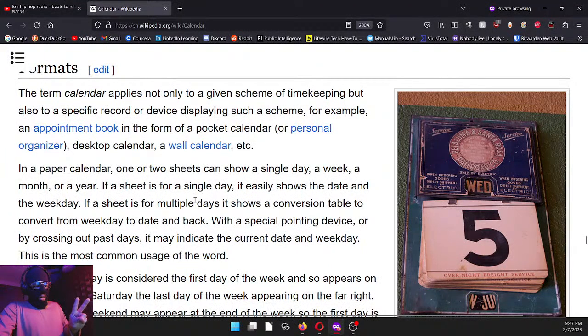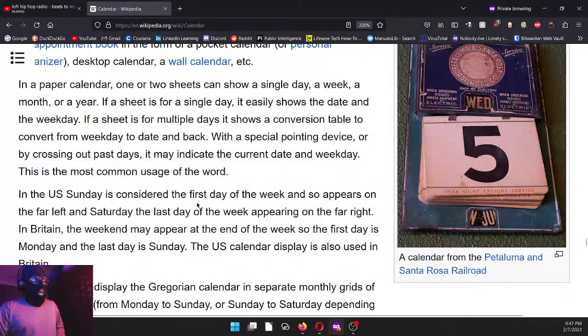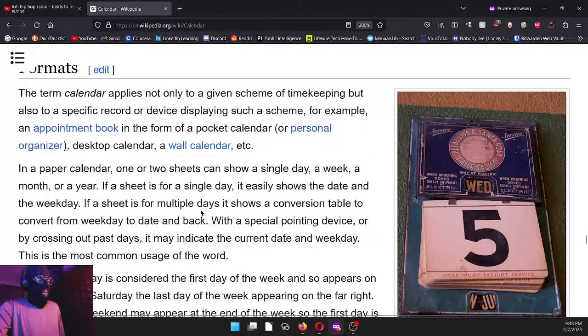A desktop calendar, a wall calendar, etc. In the paper calendar, 1 or 2 sheets can show a single day, a week, a month, or a year. If a sheet is for a single day, it easily shows the date and the weekday. If a sheet is for multiple days, it shows a conversion table to convert from weekday to date and back with a special pointing device, or by crossing out past days. It may indicate the current date or weekday. This is the most common usage of the word.